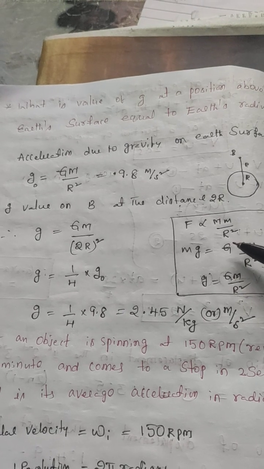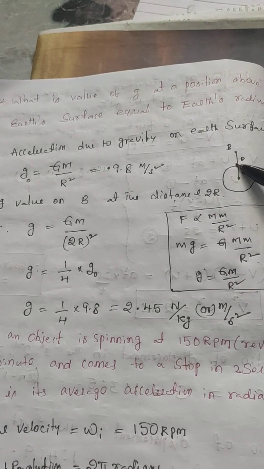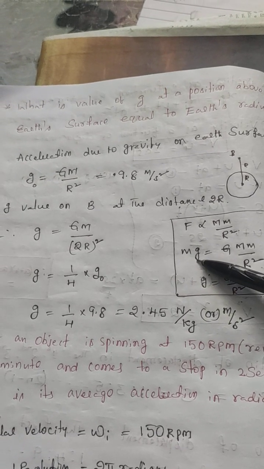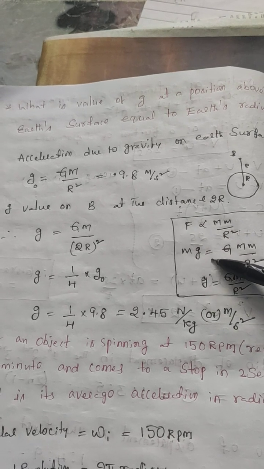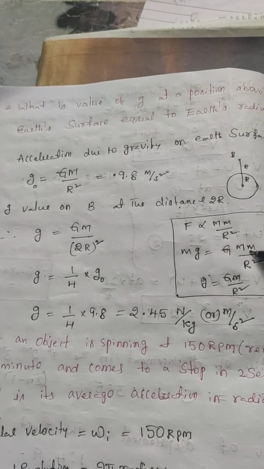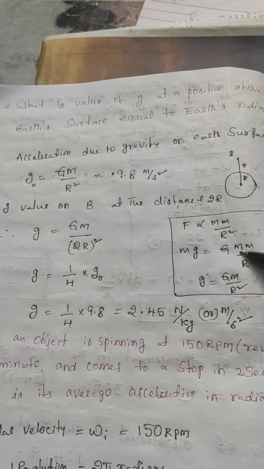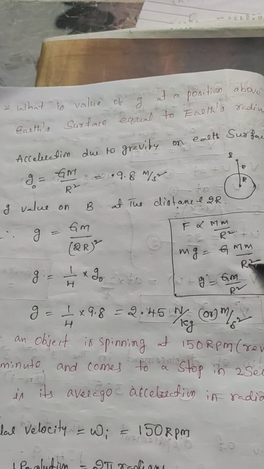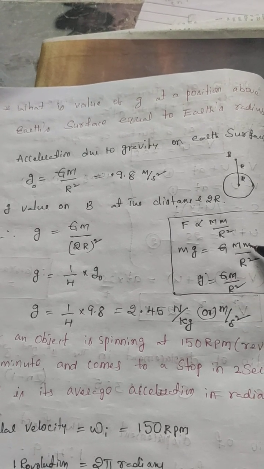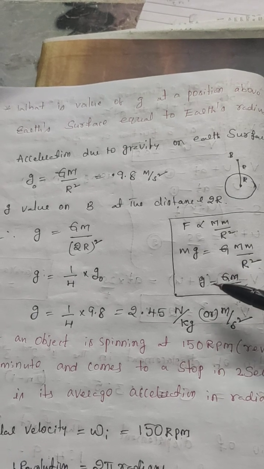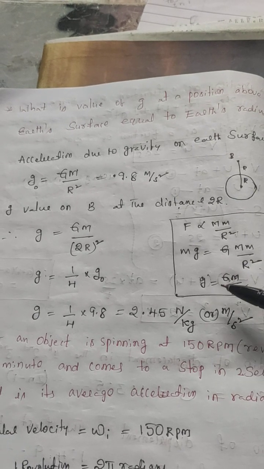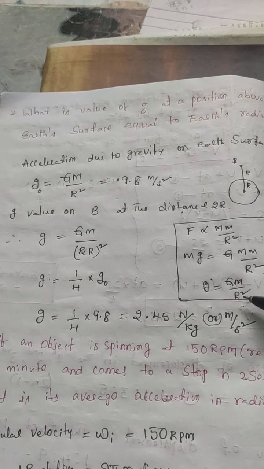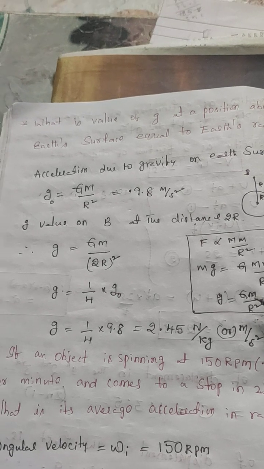Suppose one body is on Earth's surface. Due to gravity, the weight of the body is mg. This force is equal to G into M into m by R squared, where M is the Earth's mass, m is the body's mass, and R is the radius of the Earth. Now small m gets cancelled. Small g is equal to GM by R squared, the acceleration due to gravity. Based on this, we will solve this.